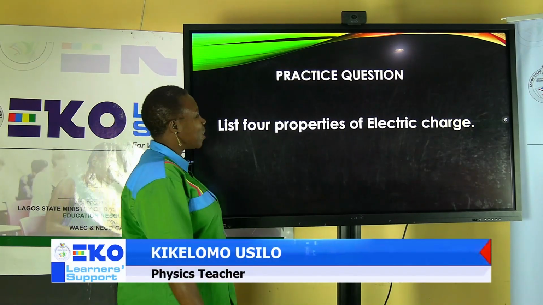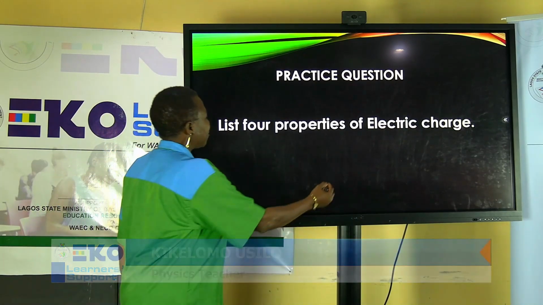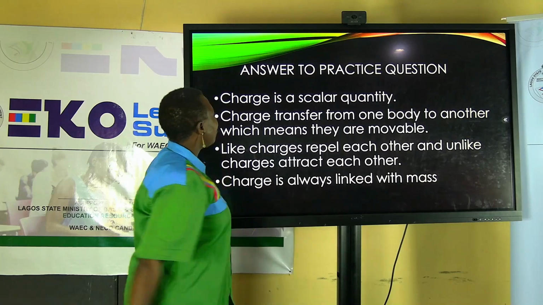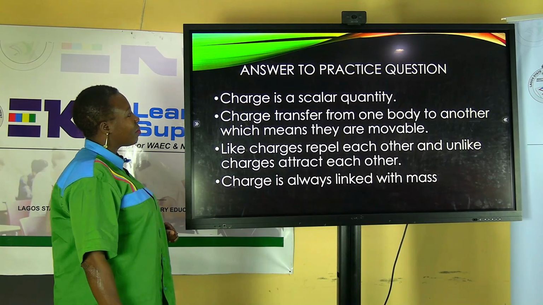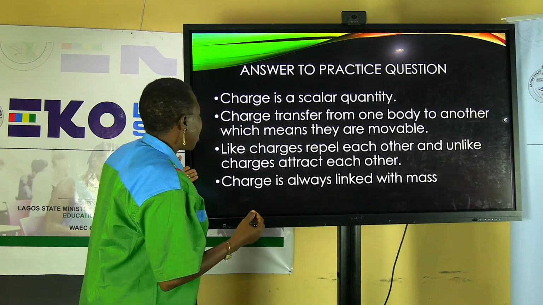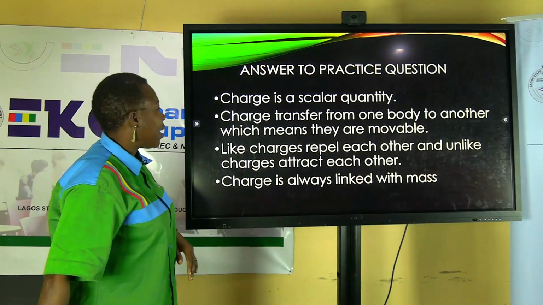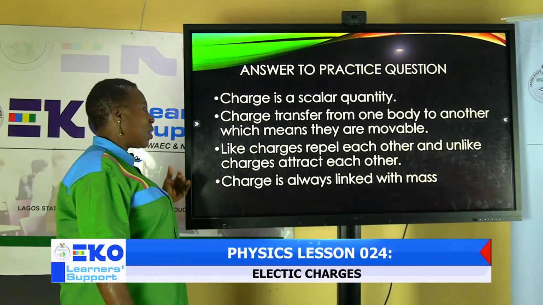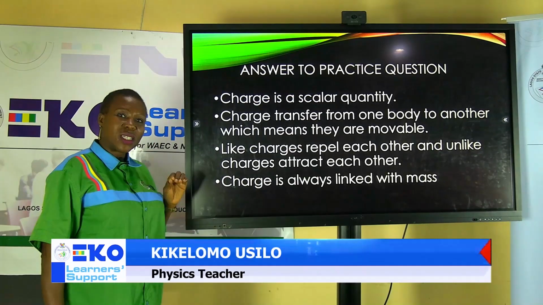Welcome back. So let's list the 4 properties of electric charge. Charge is a scalar quantity because it has magnitude. Charge is transferred from one body to another, which means they are movable. Like charges repel each other and unlike charges attract each other. Charge is always linked with mass.